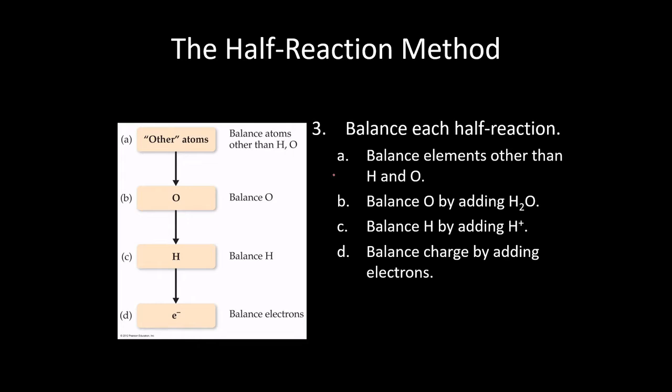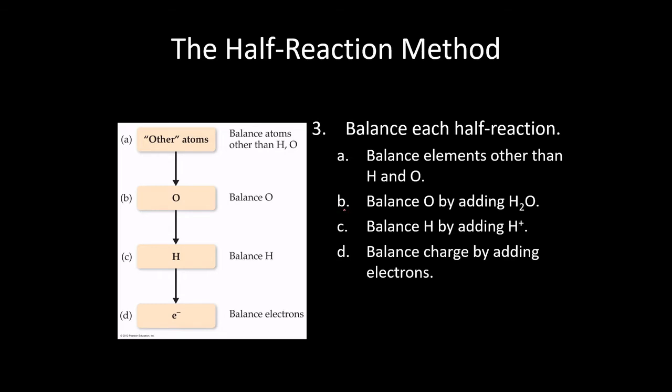So the first thing we're going to do is balance everything other than hydrogen and oxygen. And this is almost always extraordinarily easy. Sometimes it doesn't even have to be done. Sometimes it's already balanced. If it's not balanced already, it's usually just, you have one chlorine on the left, you have two on the right, and so you just need to put another thing with a chlorine on the left. It's very straightforward.